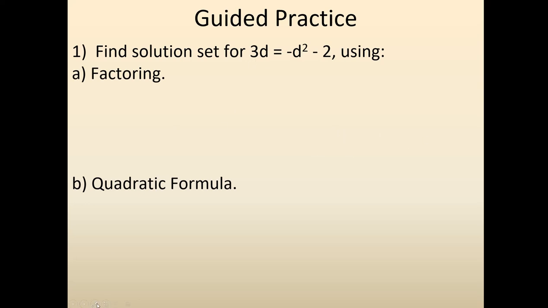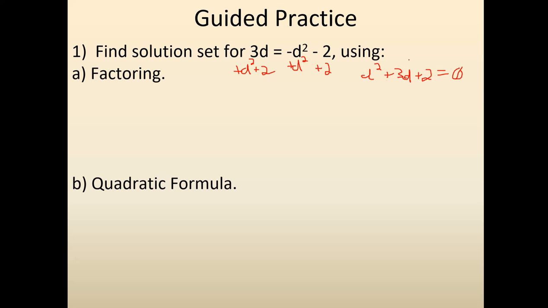All right, so when we go to factor it, we're going to do pretty much the same thing for both. We're going to have to rewrite this. What I'm going to do is add the d squared over and the 2 over to both sides. I like doing this mainly because I like having the term in front of d squared be positive. And we end up with d squared plus 3d plus 2 equals 0. Now for the factoring method, we have to find two numbers that multiply to 2 and add to 3.